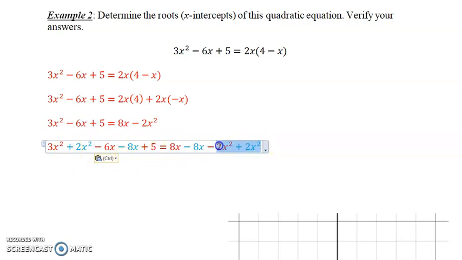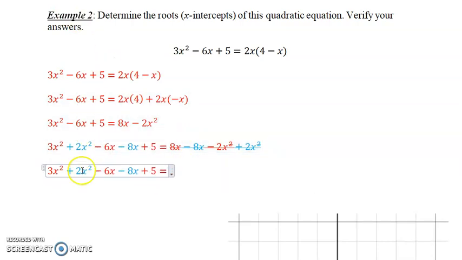All right, and then these are the zero principle. And that's why we did it. These become the zero principle. They're gone. So we're left with, combining like terms, 3x squared plus 2x squared is 5x squared. Minus 6x minus 8x is minus 14x. Plus 5 equals 0. Right? This whole side is going to 0.